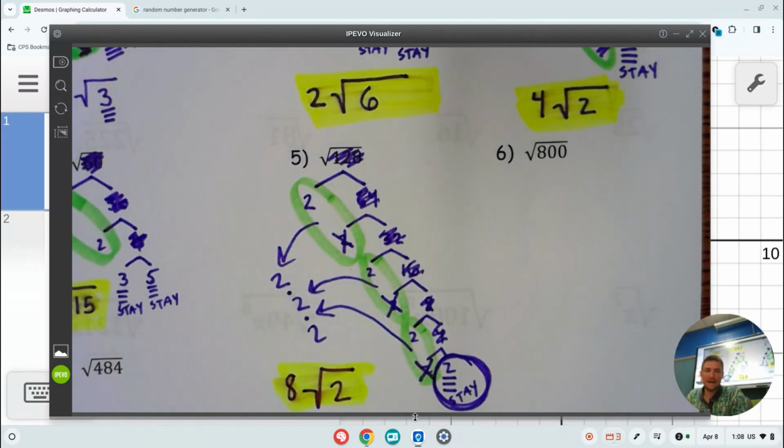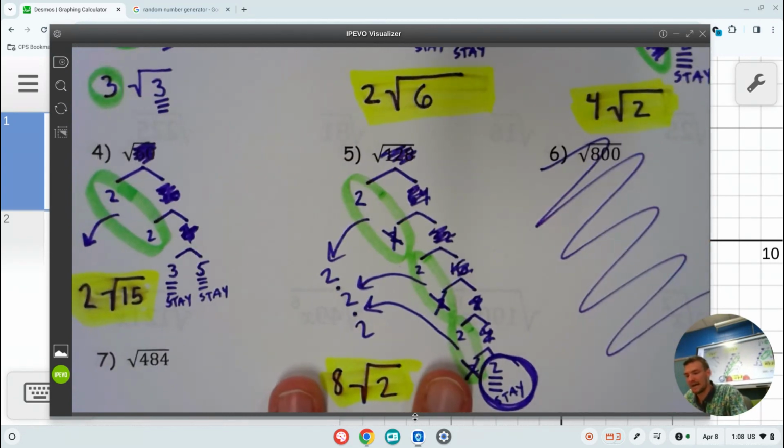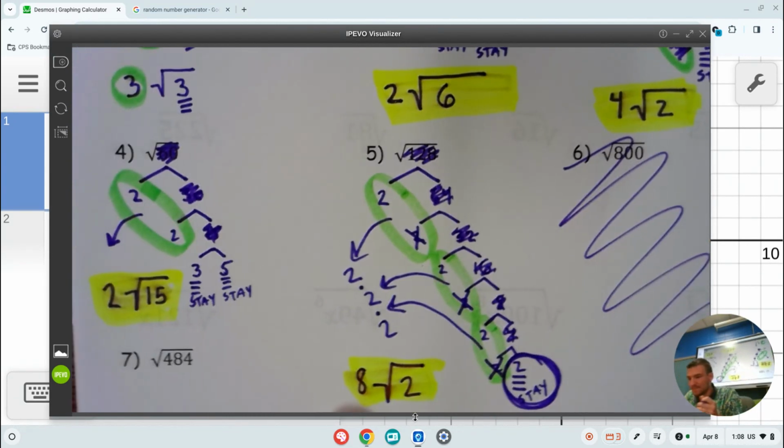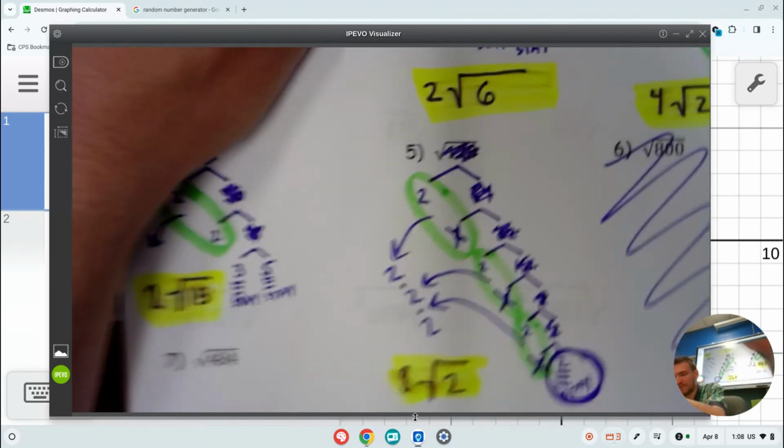All right, here's what we got. We're skipping number 6. If you did it, I'm proud of you. The answer is 40 square root 2 or something.